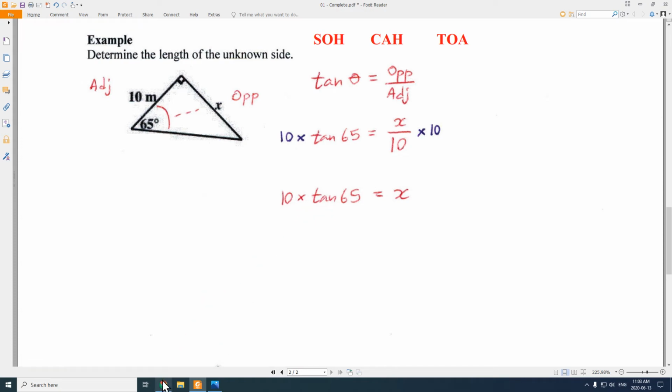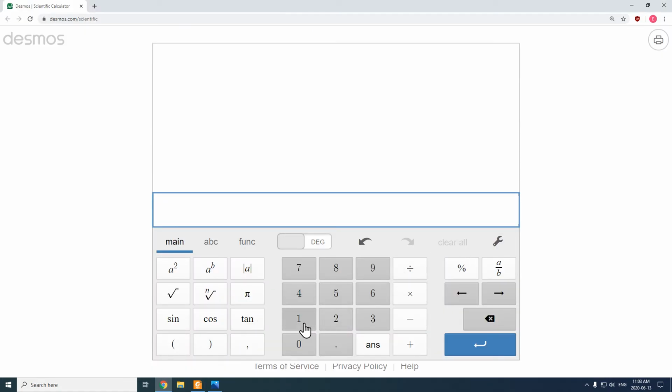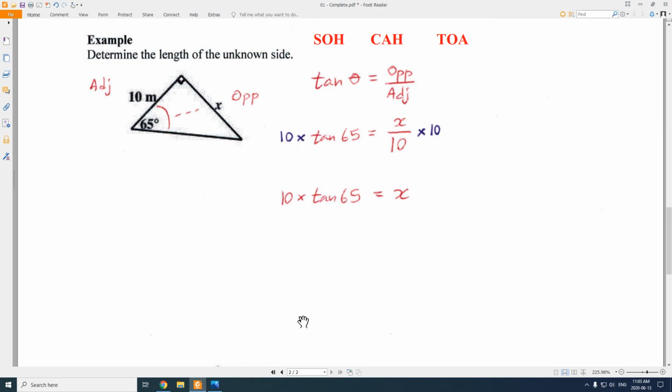10 times tan 65, or if you had one of these tables, you could just look up what tan 65 is. So we do 10 times tan 65. All right, and that gives me 21.4. Okay, so that side length there is 21.4. And at this point, we're done.